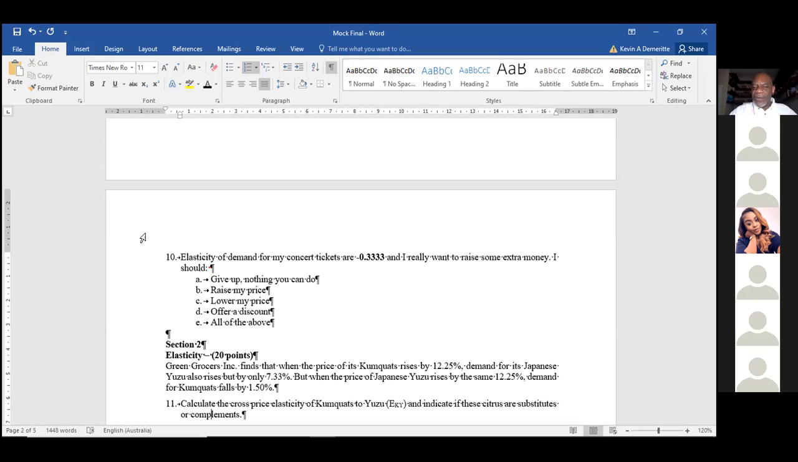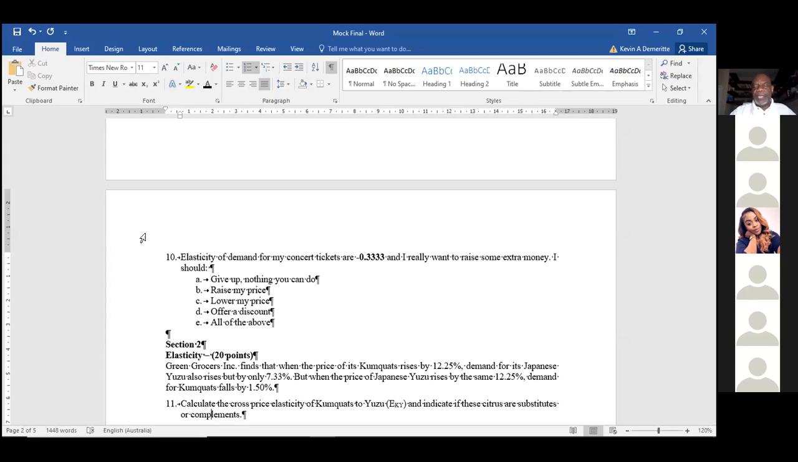So lowering the price and offering a discount is the exact same thing. Offering a discount is just lowering the price for a couple of people, but it's still lowering the price. But lowering the price is not likely to get you a bunch of extra customers because demand is already inelastic.